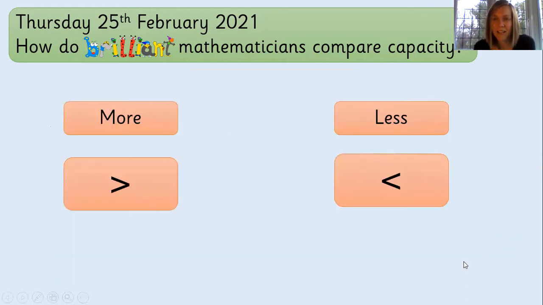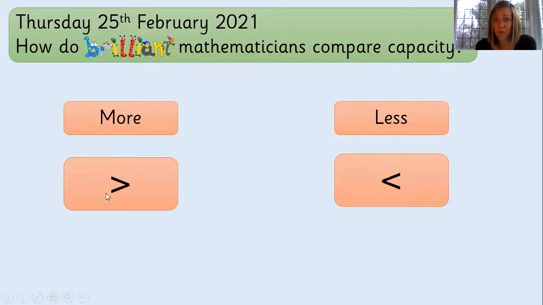Now let's have a look at this next one, because do you remember that we can also use symbols for more and for less? So if you have a little look down here, when we say the word more, we can draw the symbol where you've got an arrow and there's a big gap one side.